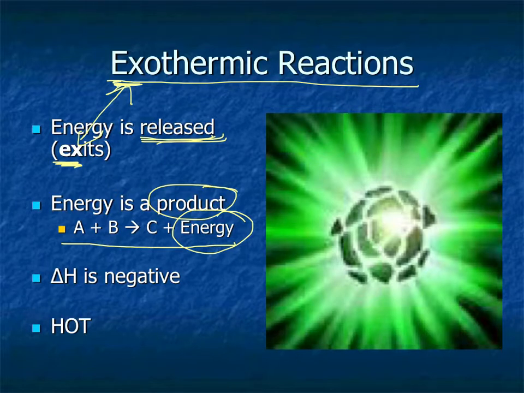And then remember, we said before that the delta H term is going to be negative. Again, negative doesn't mean it's less than zero. It just means that the directionality of it is leaving the reaction. And a result of an exothermic reaction is that it gets hot.